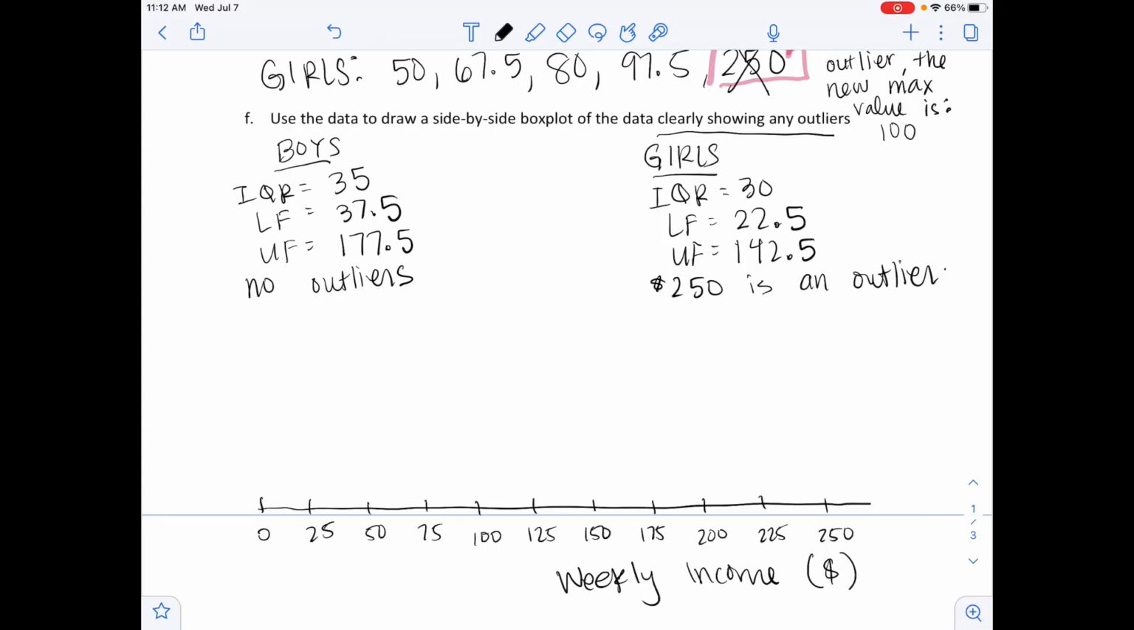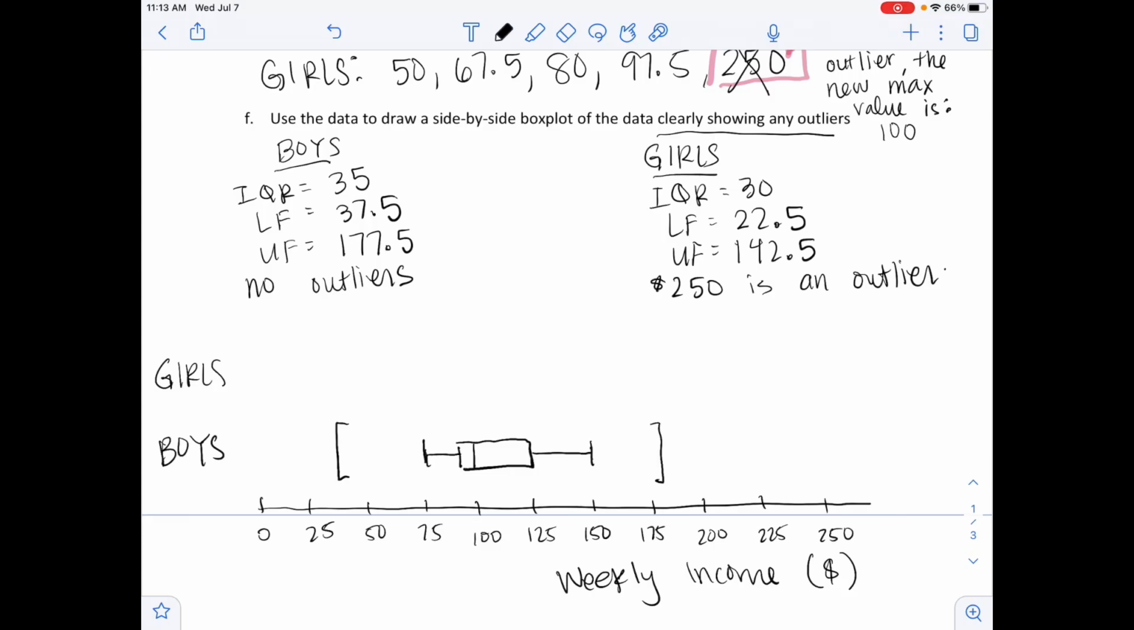So I'm going to go ahead and do the boys' values first. And our 5-number summary for boys is 75, 90, 100, 125, and 150. So making our box and our whiskers stemming from there. This would be for our boys. And then we also need to make sure we add in our lower fence, which is at 37.5, and our upper fence, which is at 177.5.